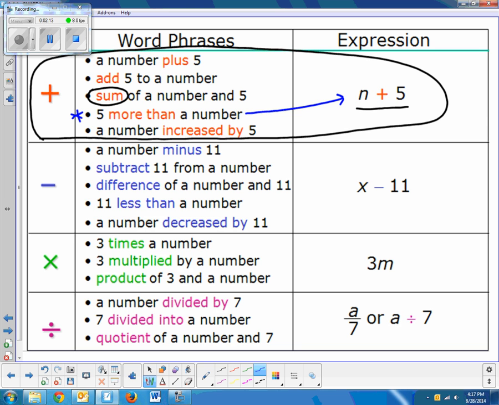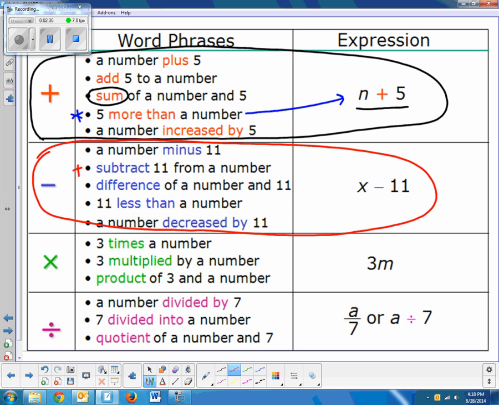All right, moving on to subtraction. So we've got our subtraction sign down there, and we're looking at that second row, a number minus 11. That's definitely the way most of us are used to saying it. We've got some number x minus 11. And so that's the way you're going to hear it a lot, but that is one way of doing it. We are subtracting 11 from a number.